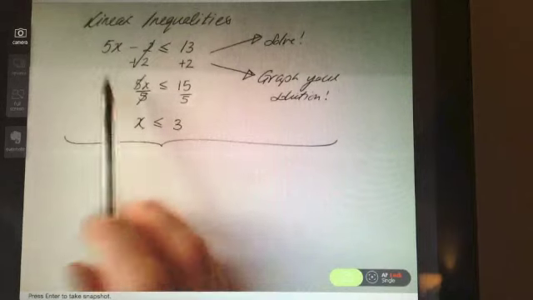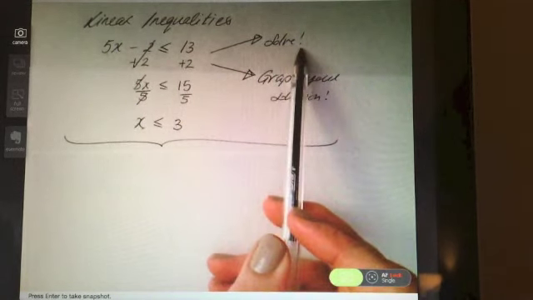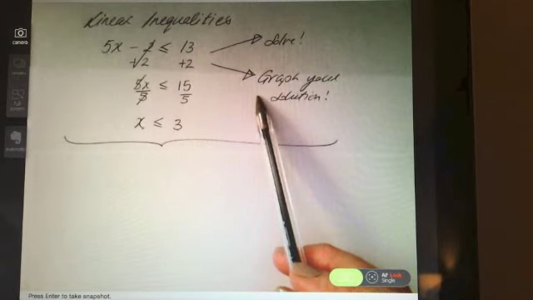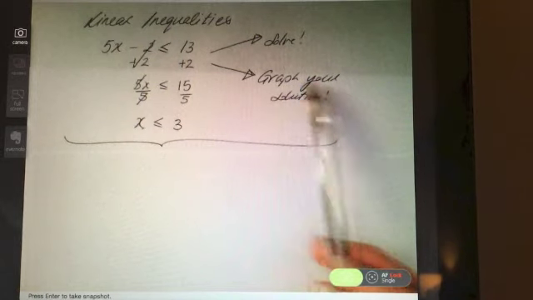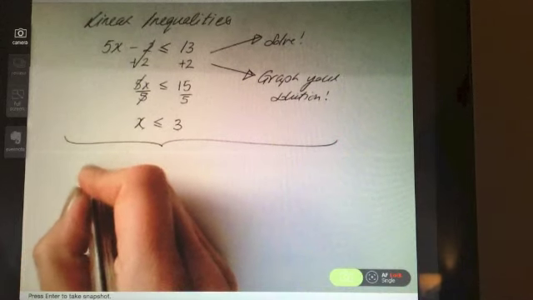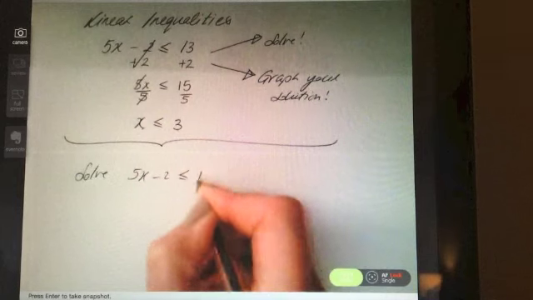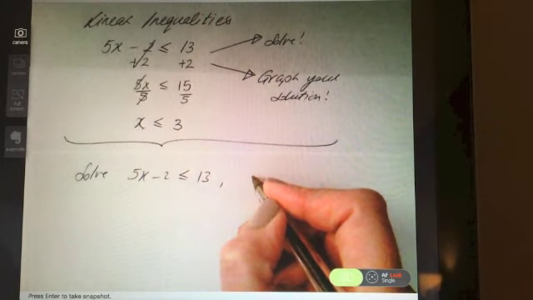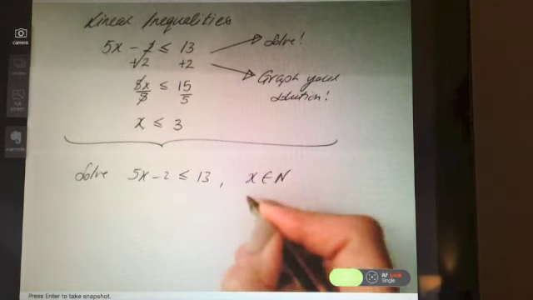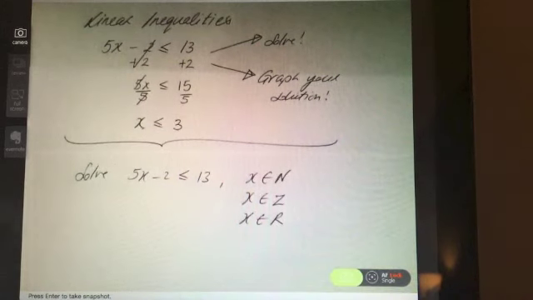So back to our original example, and as I said, there's the first element, which is solving, and we've dealt with then the issue that might arise with solving. The second element to the inequalities is then graphing your solution. Okay, so what your question will have in it is, for example, solve 5x minus 2 less than or equal to 13. There will also be an added bit of information which will let you know that either x is an element of N, x is an element of Z, or x is an element of R.